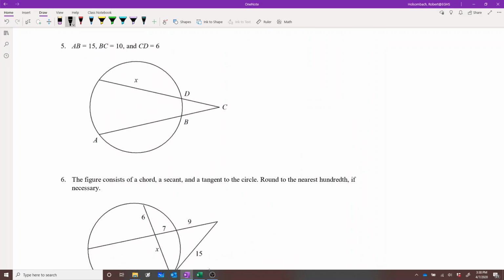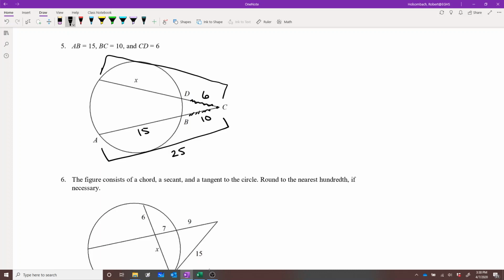Problem number 5, we have two secants intersecting outside the circle at point A. So our rule is the entire secant times its outside piece equals the entire secant times its outside piece. And if our A to B is 15 and our B to C is 10, then our A to C is 25. Our C to D is 6.